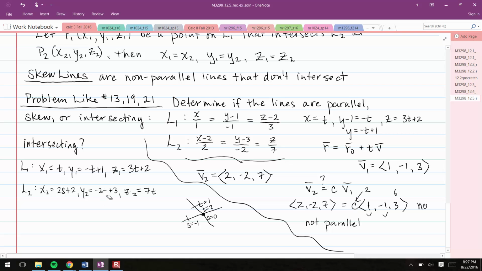So backtrack. And of course I lose my other work. Redo that. So all right. Now, next thing. We're going to set the x components equal, y components equal, z components equal.